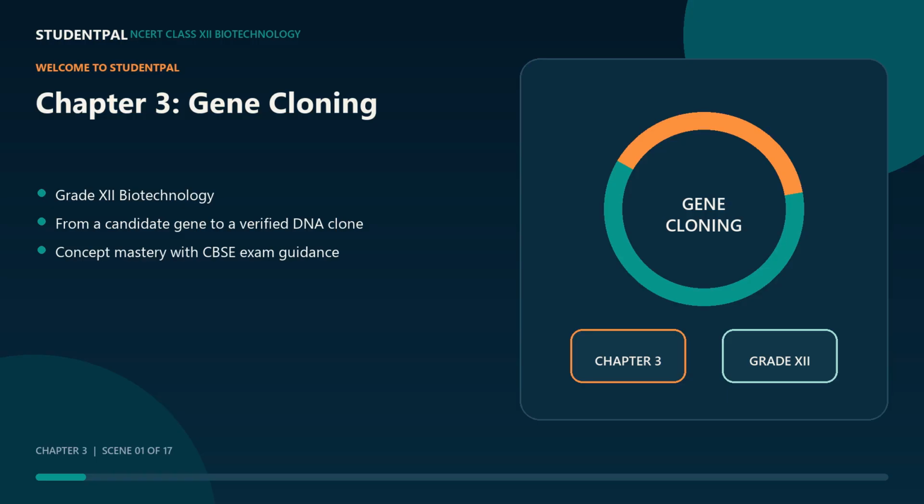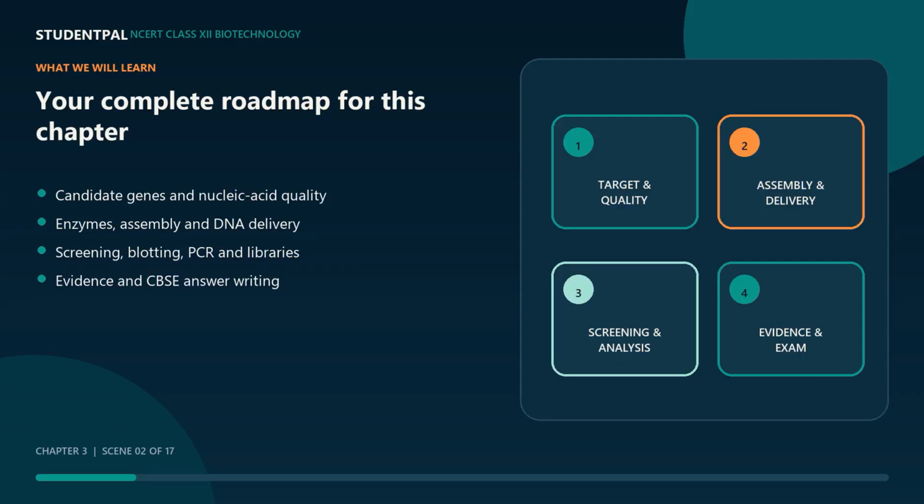Keep your notebook ready, pause whenever you need to study a diagram, and let us build the chapter step by step. Here is everything we are going to learn. We will begin by asking how a candidate gene is identified and what evidence connects it to a biological trait. We will then follow the isolation of usable DNA or RNA and learn how yield, purity, and molecular integrity affect every later reaction. We will examine restriction endonucleases, sticky and blunt ends, DNA ligase, polymerases, reverse transcriptase, phosphatases, and kinases.